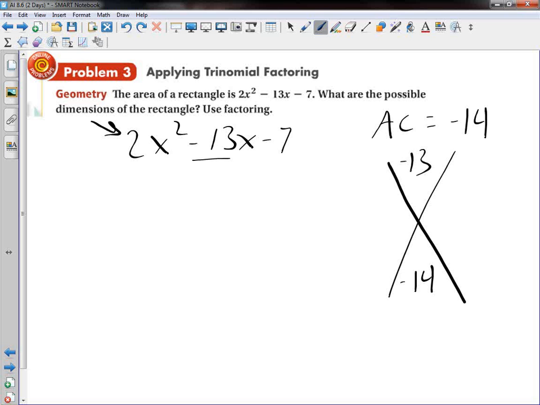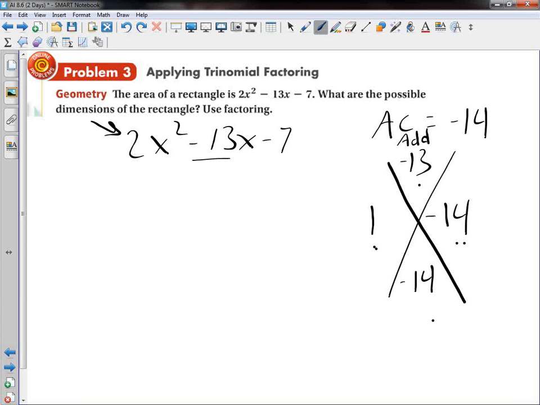Now, whenever I have two numbers like this where they're just one away from each other, I should always think that I'm going to be using 1 and a number. So in this case, I'm going to be using 1 and 14. I just need to decide which one of those two needs to be negative. Well, since the sum, or the add part, is negative, I know the larger number needs to be negative. So let's double check. 1 times negative 14 is negative 14. 1 plus negative 14 is negative 13. Okay, we got our numbers.